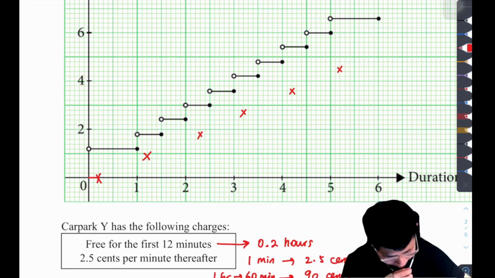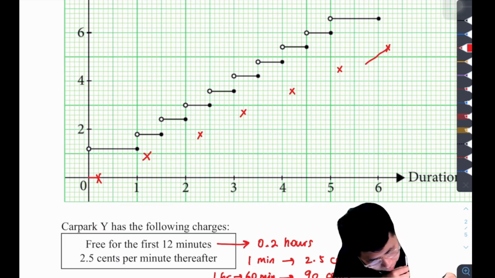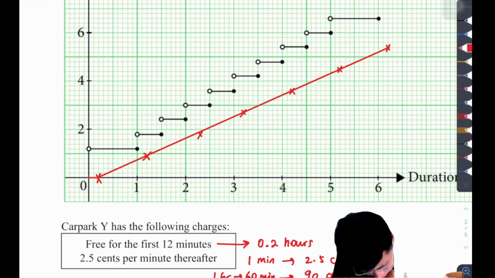Nice. Last one, 6.2 hours is going to give us 540. 540 will be somewhere over here. So I can draw a graph joining from that part all the way to this one over here.